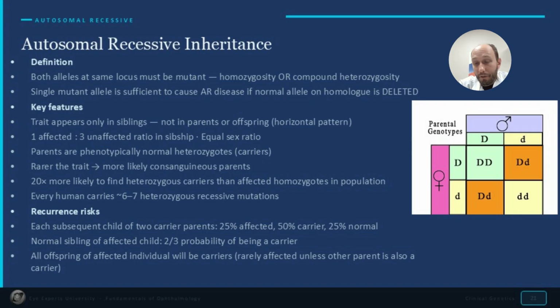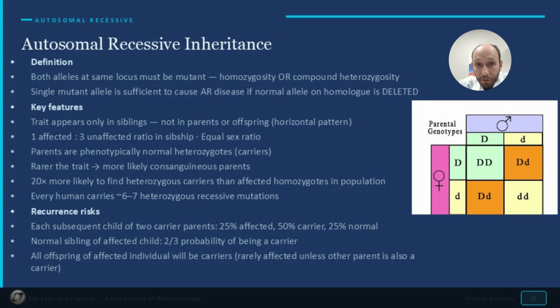Usually the ratio is again 1 to 3 if both parents are heterozygote, and only one person will get it. If one parent is normal and one is a heterozygote, then you will not see any issues. Now, typically, again, by math, we have the subsequent child of carriers, but about 25% affected, 50% carrier, 25% normal. That's again the square diagram on the right.